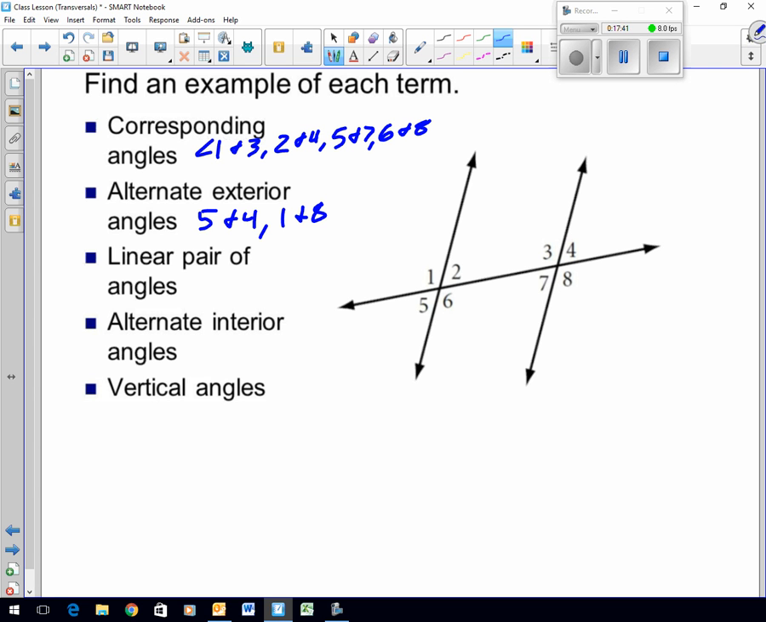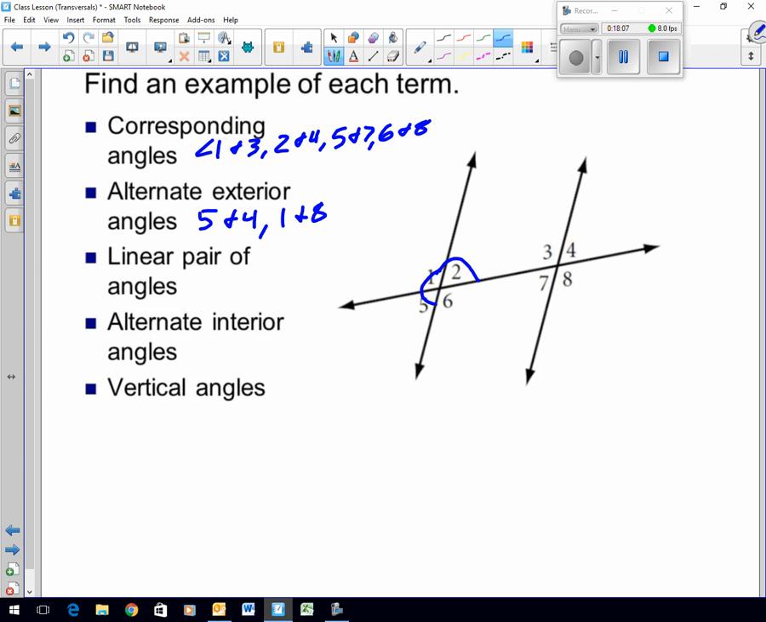Name me one linear pair, they're the easiest. Wouldn't it be 2 and 6? No. 6 and 7. Where's the line here? 1, 5. So when you think linear pairs, think about this. Just pick any angle. Whichever angles are to the right of it and to the left of it, those are linear pairs.